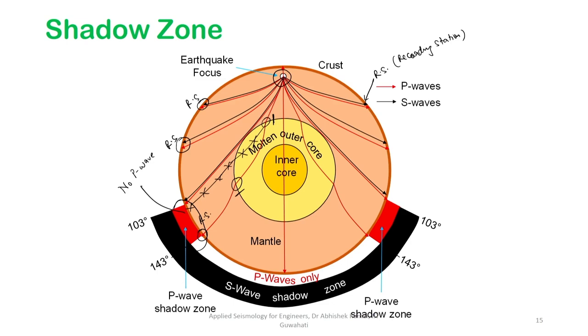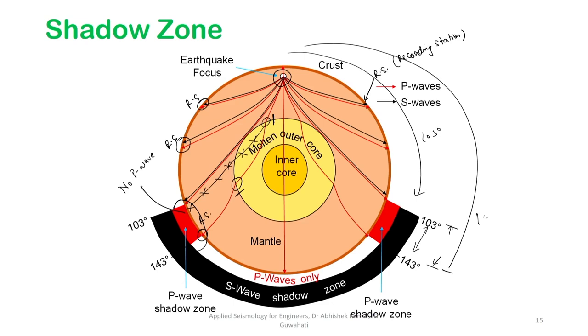So, you can say any recording station which is located within azimuth of 103 degree to 143 degree with respect to the epicenter. These are not again absolute values, these are with respect to epicenter. So, with respect to epicenter, this is 103 degree and the other one is 143 degree. So, all the recording stations which are located between 103 degree and 143 degree with respect to epicenter will not have any sign of primary wave.